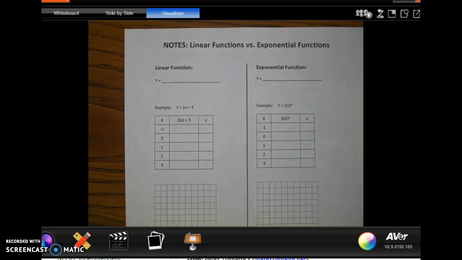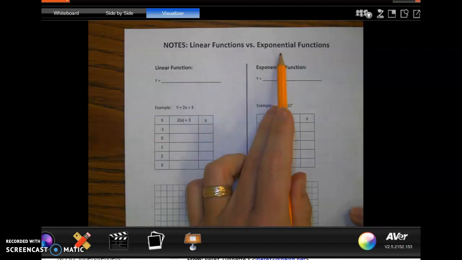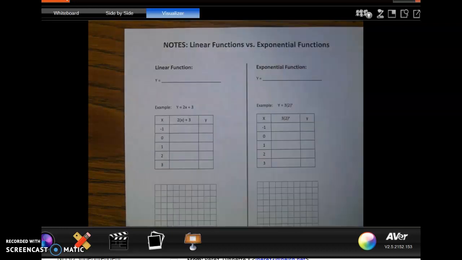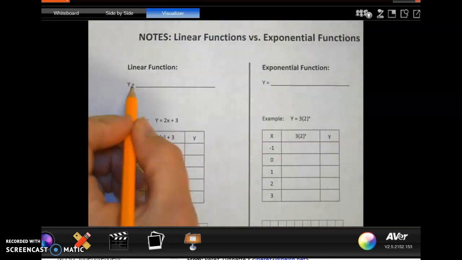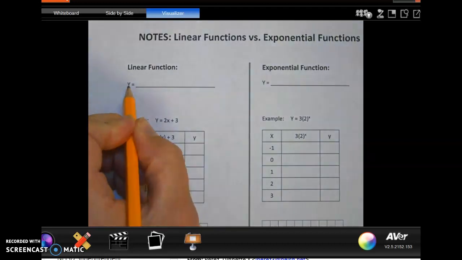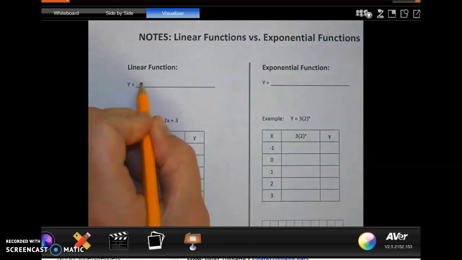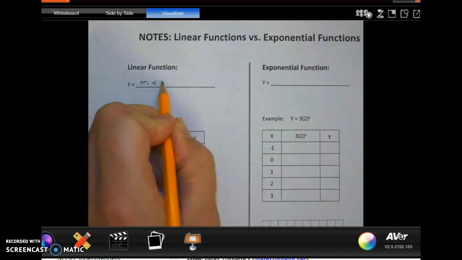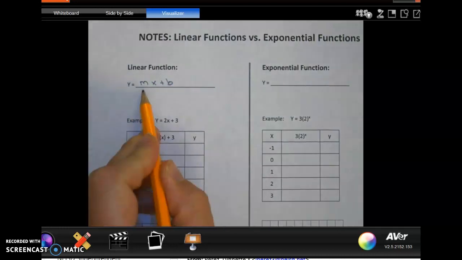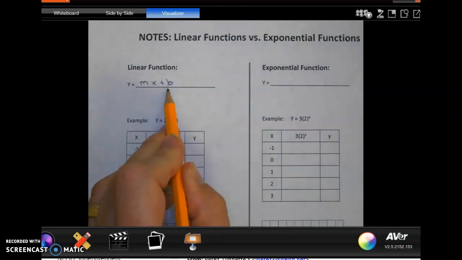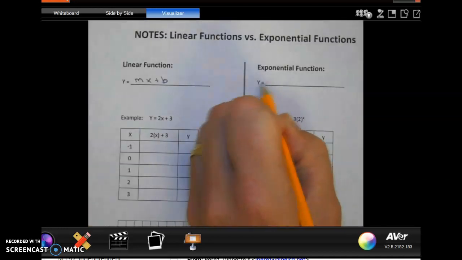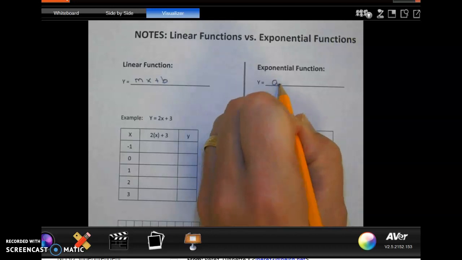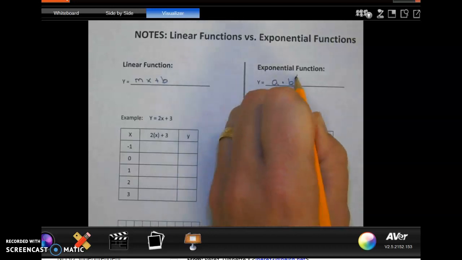Okay. So today we're going to be looking at linear versus exponential functions. So first of all, a linear function typically starts out with y equals mx plus b, where m is your slope and b is your y-intercept. And an exponential function will start out as a times b to the x power.